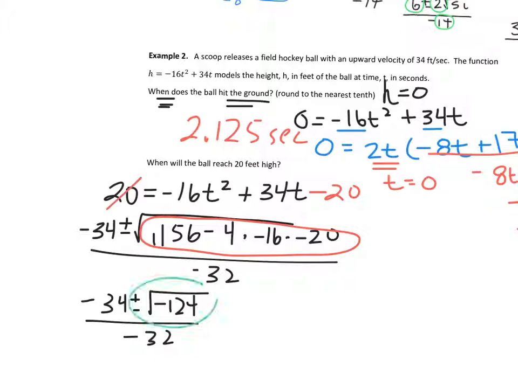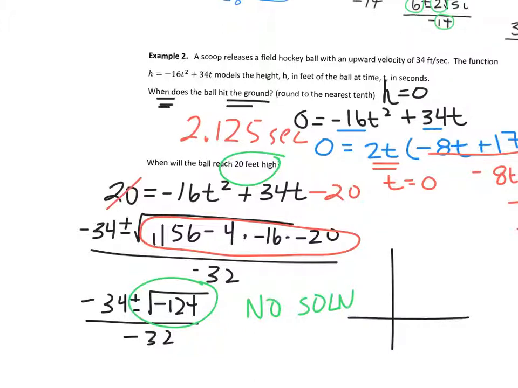Okay, so this time we're actually talking about a real life situation here. If I have a square root of a negative, I cannot do that. That means the ball is not going to reach 20 feet high, so no solution. What's happening is you have this field hockey ball going up in the air, and here's 20 feet. It's not even getting up to 20 feet. So that's why there's no solution.